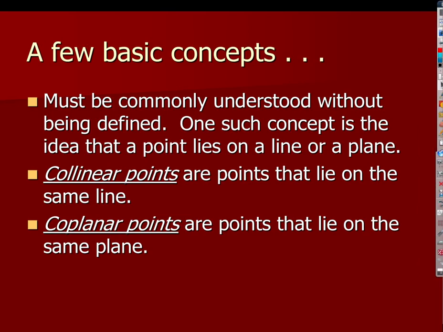Okay, so a few basic concepts just in review. We can't define this stuff, but we understand the concept that a point lies on a line or a plane, right? Collinear points, we say, are points that are on the same line, because remember, co means same and linear means line, okay? Coplanar points, you can figure that out. Co means same, planar means plane. So those are points that lie on the same plane.